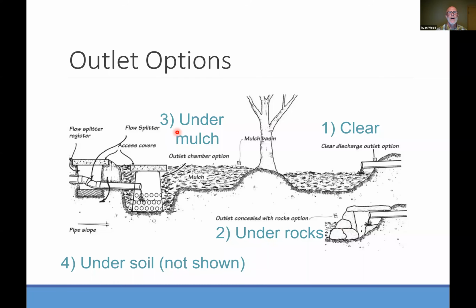Now, under the mulch, okay, I want you to take a look here. We've got this system. This is our flow splitter. And then that pipe comes out. Notice it would be right at the bottom of the basin. So that's not a good scenario. If it's below the mulch and basically right at the bottom of the basin level, roots could start growing into that pipe. Mulch and things could also clog up the pipe.